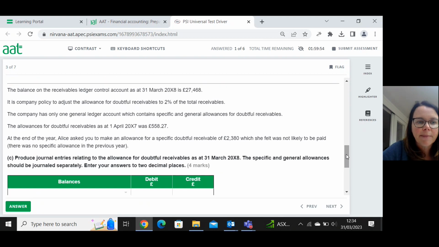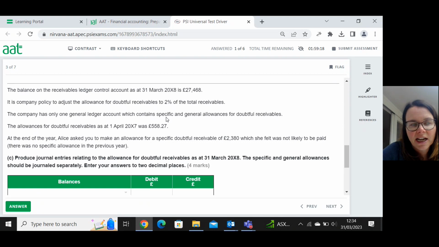Right, moving on. The balance on the receivables ledger control account as at the 31st of March is 27,468. It is company policy to adjust the allowance for doubtful receivables to 2%. So initially I'm thinking I need to work out 2% of that, but let's go on. The company has only one general ledger account which contains specific and general allowances for doubtful receivables.